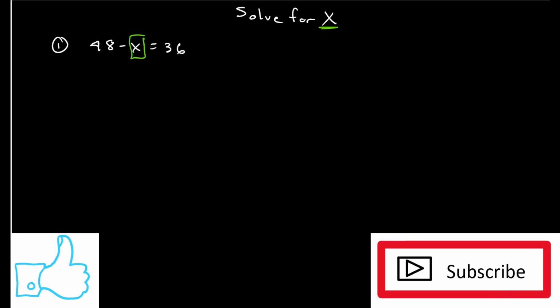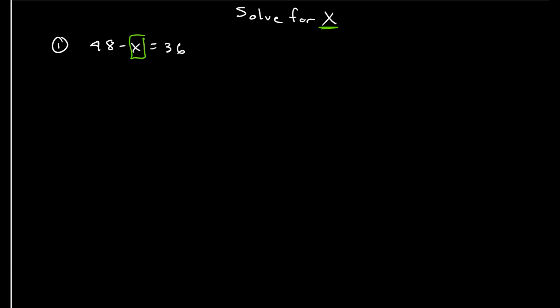Today we're going to be talking about solving for unknowns. In this case, solve for x. We have an equation with one unknown. How do we solve it? Let's begin.